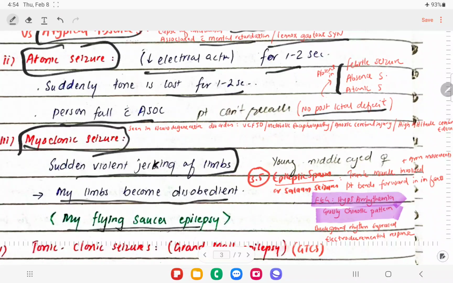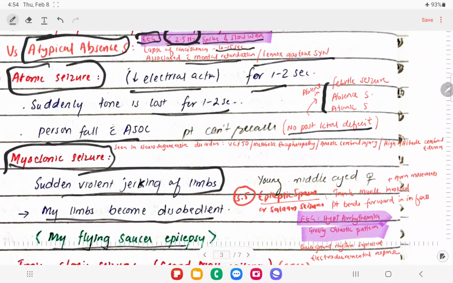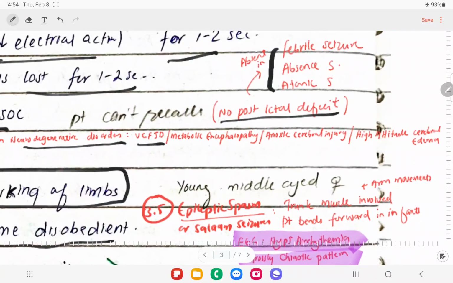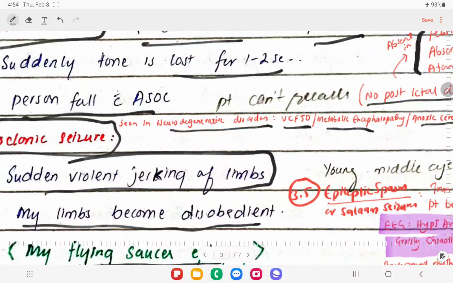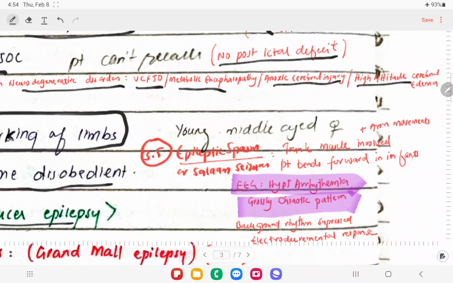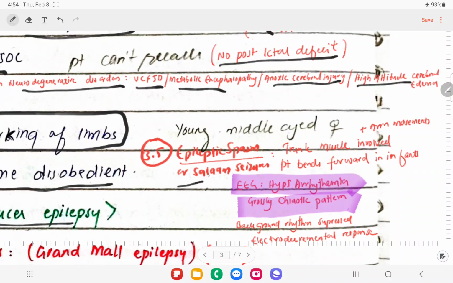So this is related to neurodegenerative disorder. This can be seen with variant Creutzfeldt-Jakob disease. It can be associated with metabolic encephalopathy, anoxic cerebral injury, high altitude cerebral edema, right? So we're going to see the myoclonic seizure in these patients, right? Another thing is called the epileptic spasm, right? Also known as slam seizures.